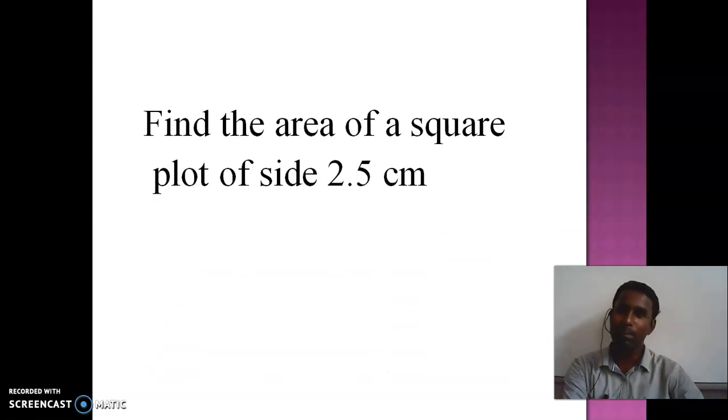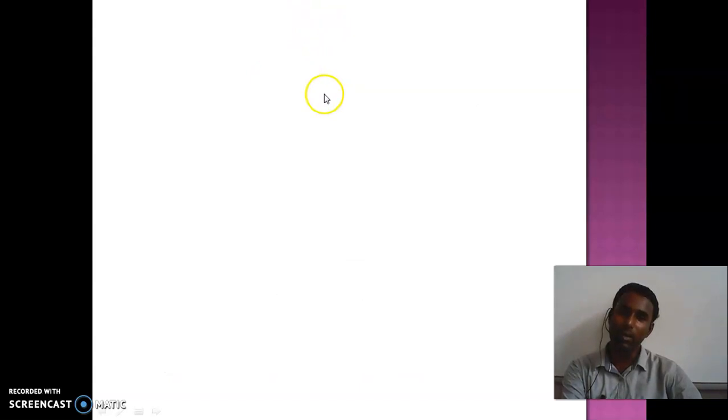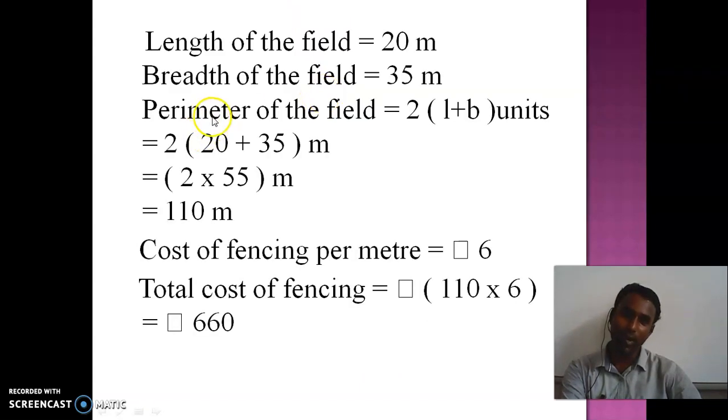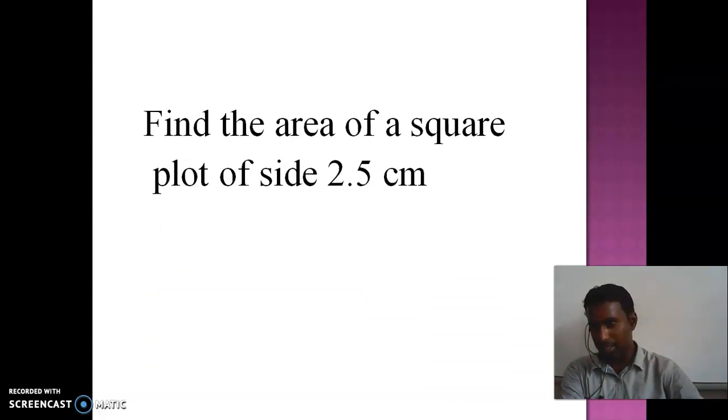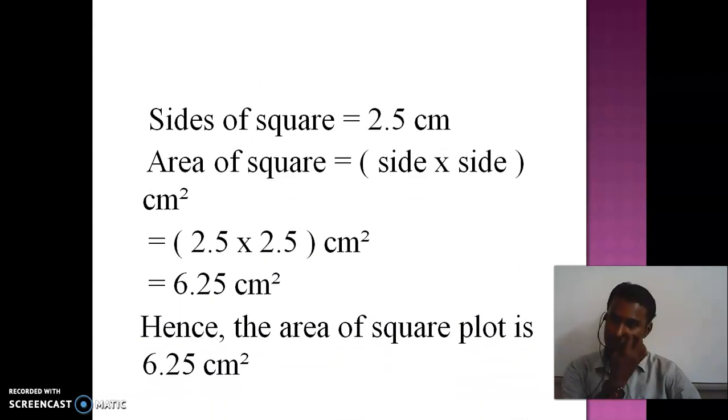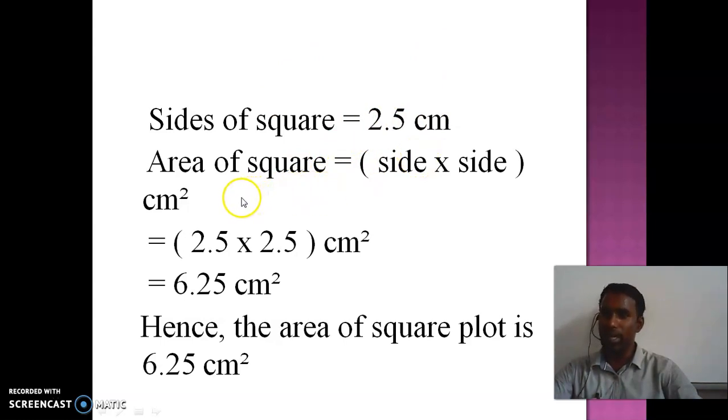Okay, I mentioned. So, find the area of a square. Based on this method, we have to find the area of the field in the following session. Just listen here and find the area of the square plot of side 2.5 centimeter. What will that be? First, the side of the square is 2.5 centimeter. Area of square equals side into side, in centimeter square. So which is equal to, what is the given value? 2.5 centimeter. So 2.5 multiplied by 2.5.